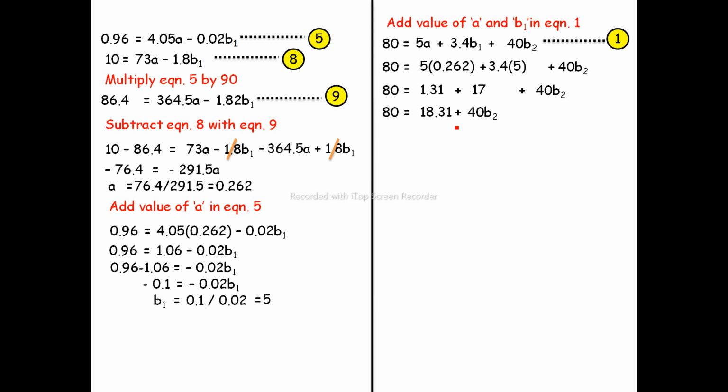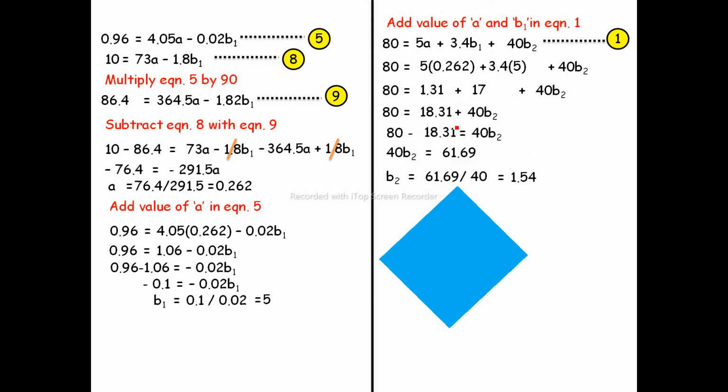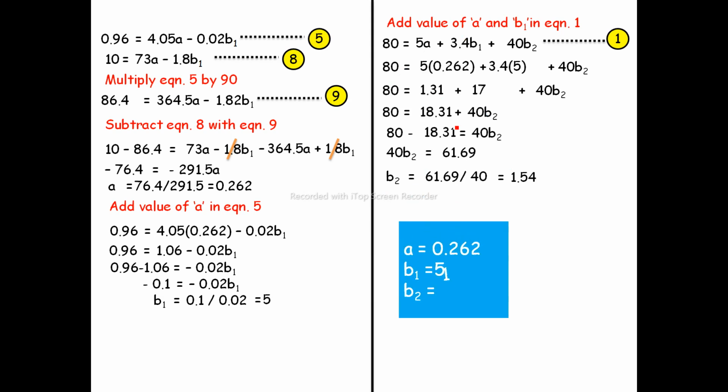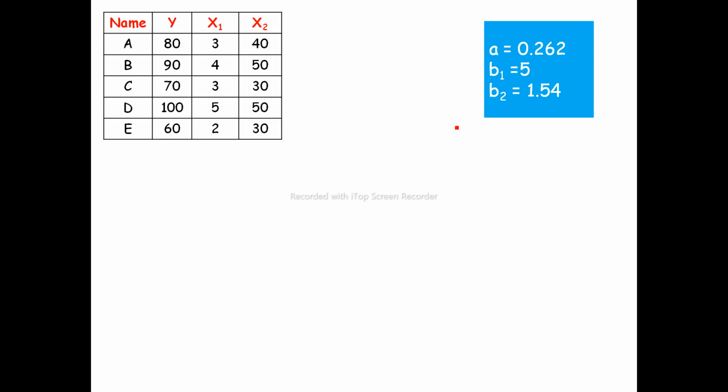Now 18.31 we will move to the left hand side. So b2 equals 61.69 divided by 40, and you will get the value of b2 also. So we got the value of a, that is 0.262, b1 is 5 and b2 is 1.54. So from here we got all these values.